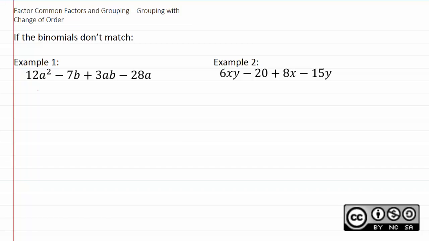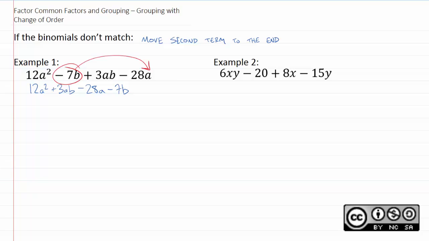One way that should usually work is to simply move the second term to the end. So just take the second term, put it where the fourth term is, and that should usually work. Let's try it. For example 1 then, I'm going to take my second term, negative 7b, and put it at the end. If I do that, I get 12a squared plus 3ab minus 28a minus 7b.